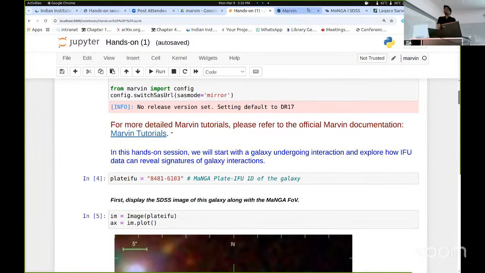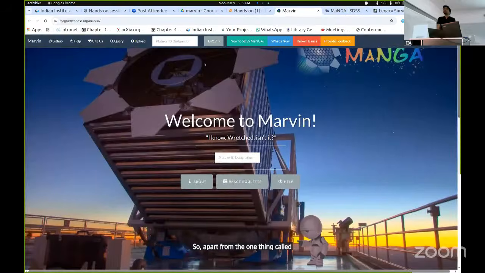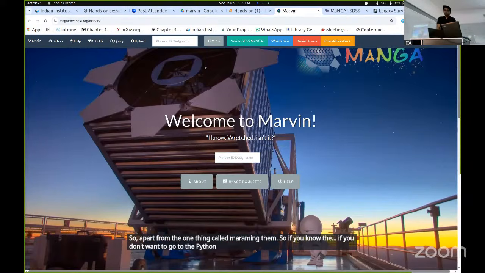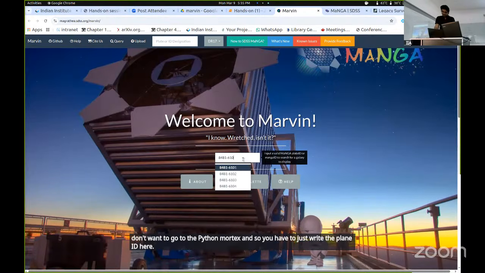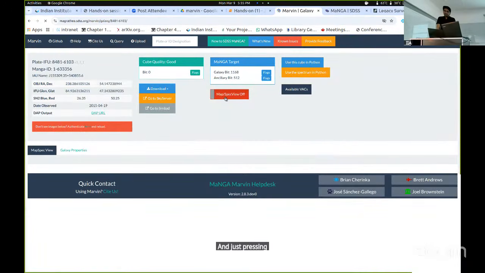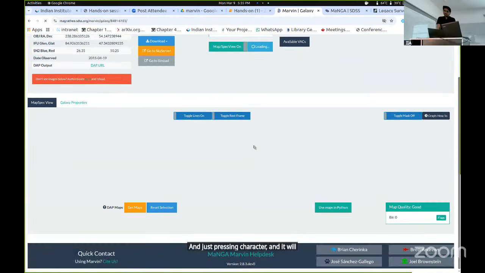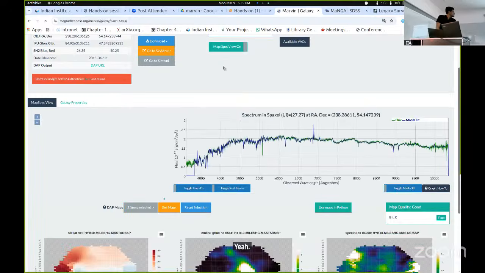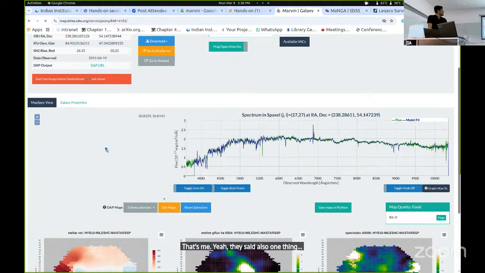Apart from that, there is one more thing called Marvin Web. If you don't want to go to Python or Excel, you just write the plate ID here, press enter, and it will give you all the maps available for this case. Yeah. It's interactive.